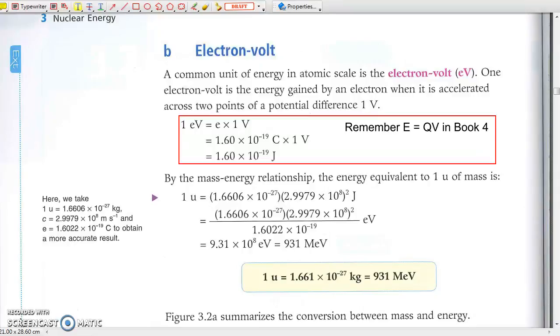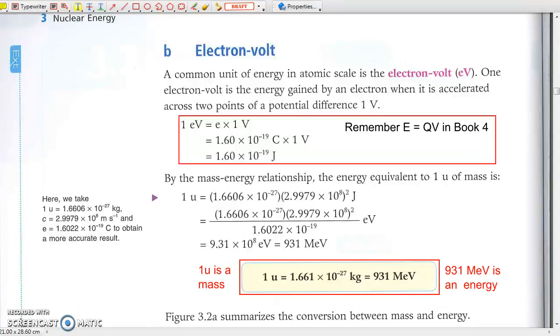When 1 u of mass is converted to energy, it amounts to 1.49 times 10 to the power negative 10 joules of energy, and that is 931 mega electron volts. As mass and energy are equivalent, we may even write 1 u equals 931 MeV. Note that 1 u is a mass, while 931 MeV is an energy. That equation is strange, right?